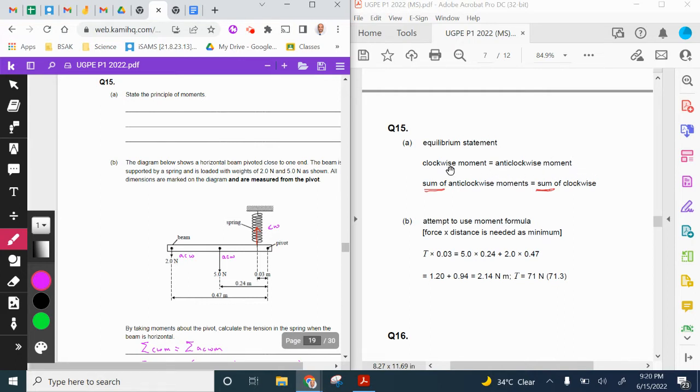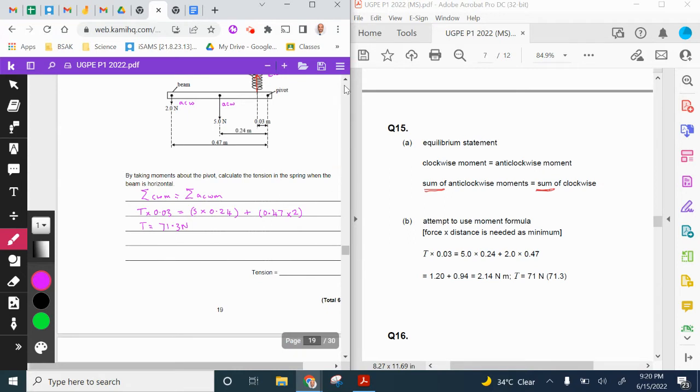Unfortunately, that will only pick you up 1 mark because it should read the sum of the anti-clockwise moments equals the sum of the clockwise moments, providing that the object is in equilibrium. So that is vital as well within your definition and something that you need to recall and remember.